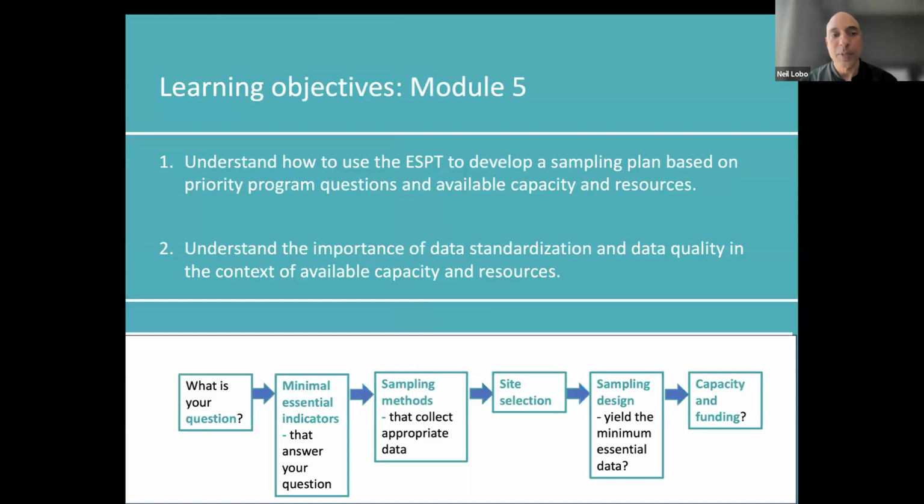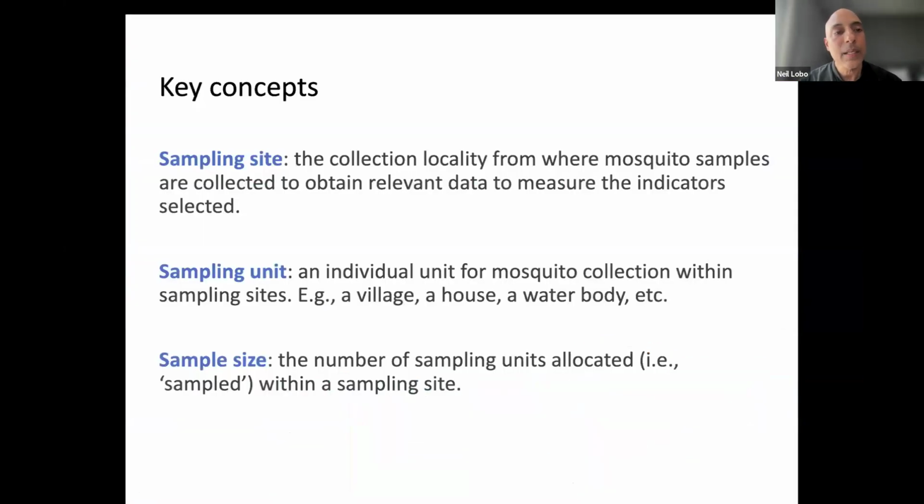So the learning objectives for this section is to try and understand how to develop a sampling plan based on your primary question with available capacity and resources, how to develop an optimal plan. And also the second part is looking at data, and we look at the importance of data standardization and quality in the context of your available capacity and resources. We know that below is each of the steps of the ESPT, and we are now going to look over sampling design. So the key concepts here are a sampling site, a sampling unit, and the sample size.